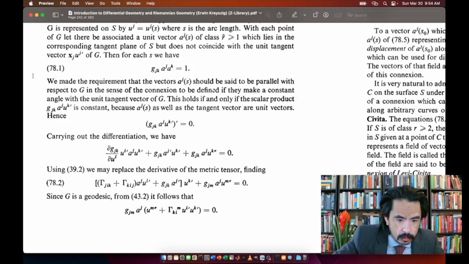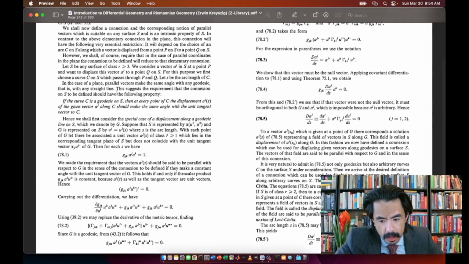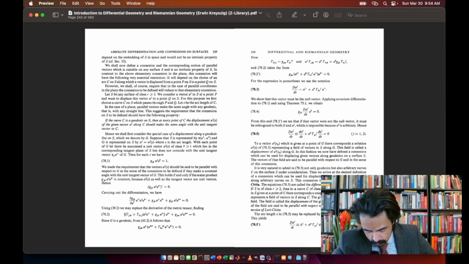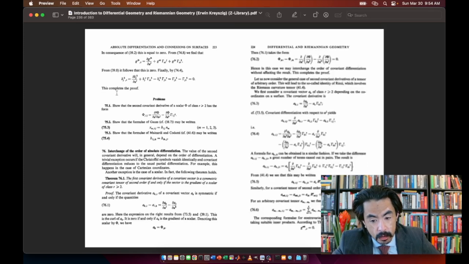All right, I'm just going to double check what it is. I think 39.2 here means 29.4, which is the contravariant transformation behavior. We're going to double check.